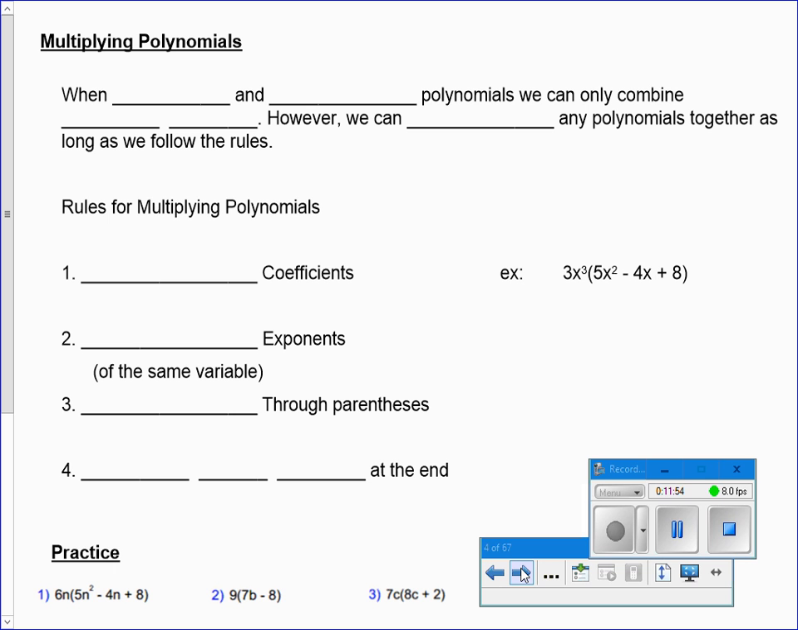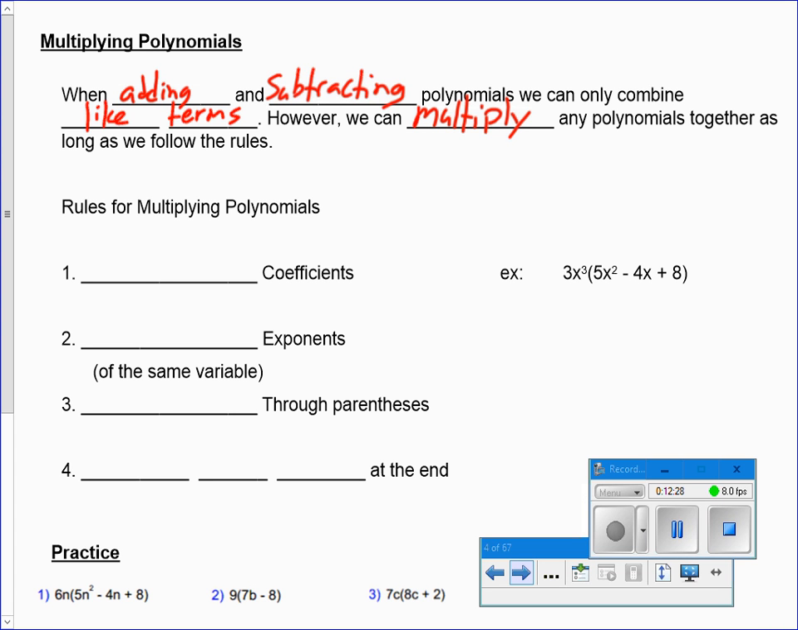Alright, so just said we're adding and subtracting polynomials. We can only combine like terms. Right, so there's some terms we can't add together. We just got to leave them separate. With multiplication, it's a little different. We can multiply any polynomials together. The only thing we have to do is make sure we follow our rules for multiplying polynomials.